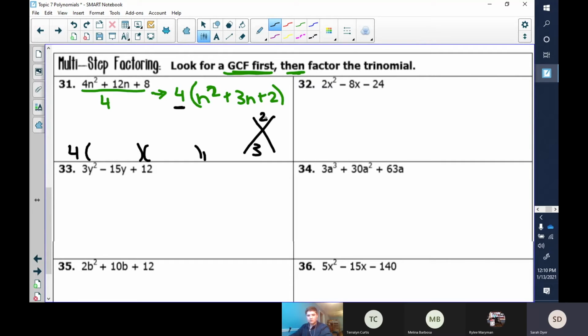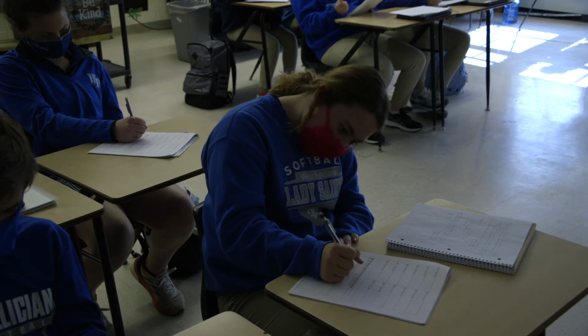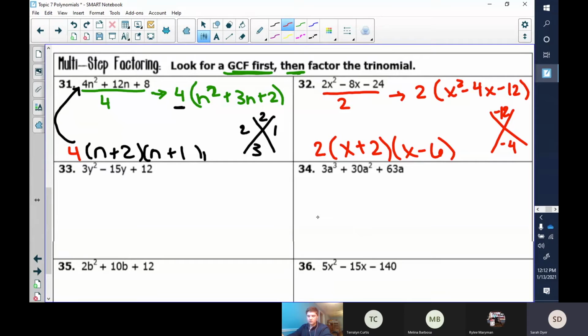Once we focus our thinking on what we're looking for, something that multiplies to 2 and adds to 3, she said n plus 2 and n plus 1. All right, so now let's look at number 34. How is this one different?